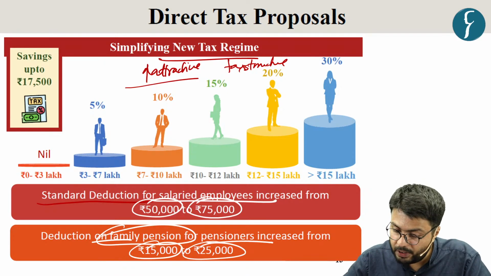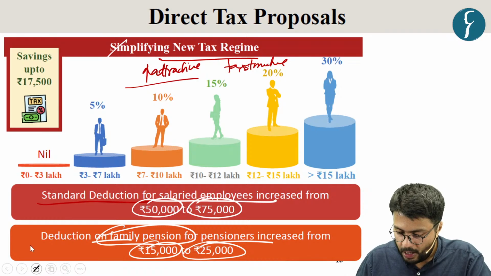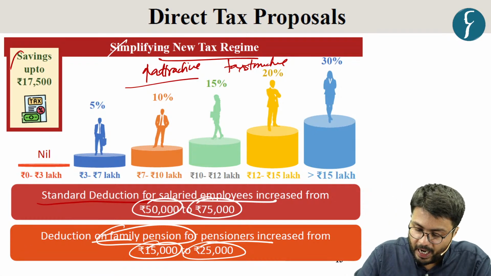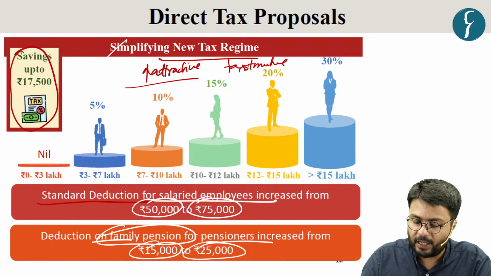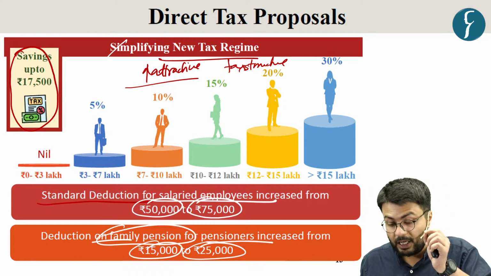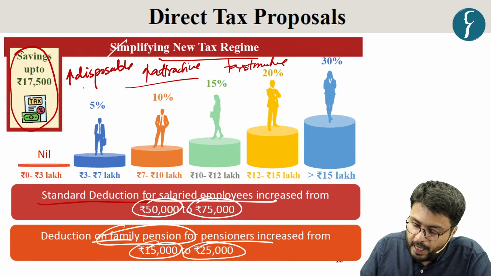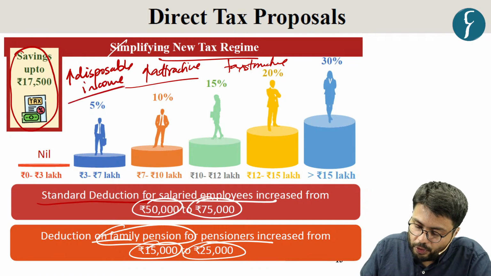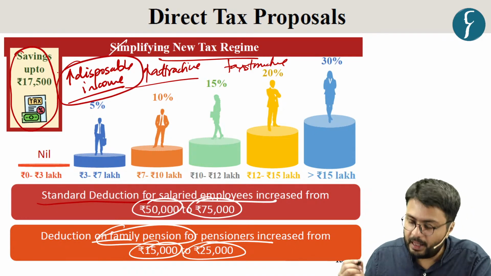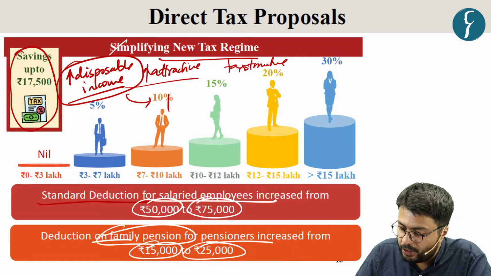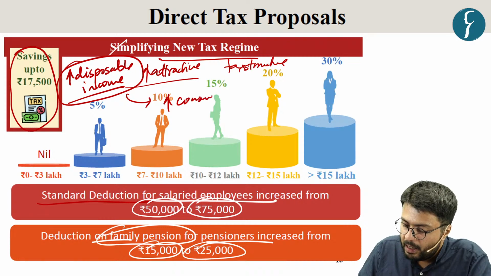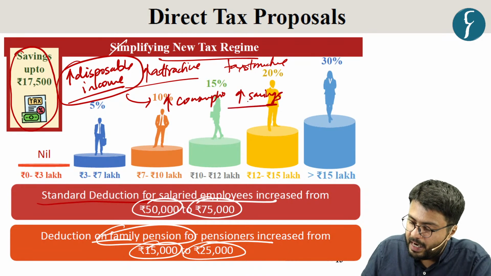Now, all these new direct tax proposals, according to the government, will result in increased savings of as much as 17.5 thousand rupees, which will again increase the disposable income of the country's households. Now, by increasing the disposable income, the government is looking to increase the consumption and savings level in the Indian economy.